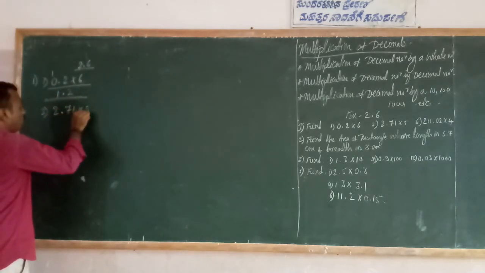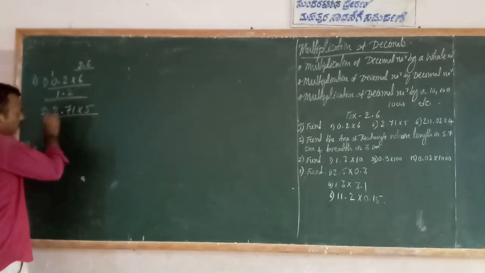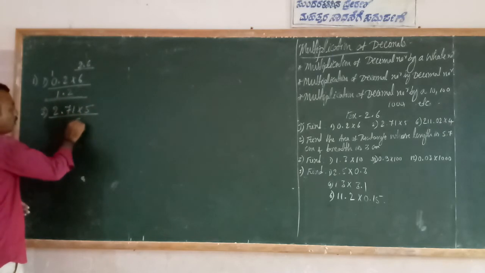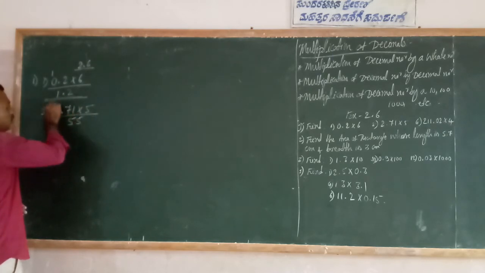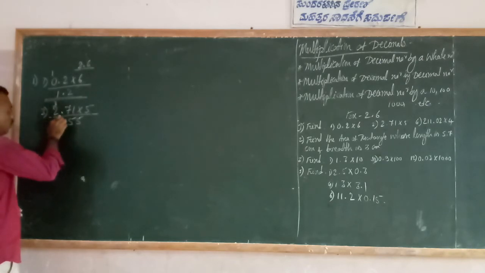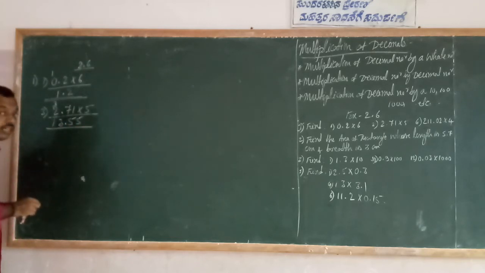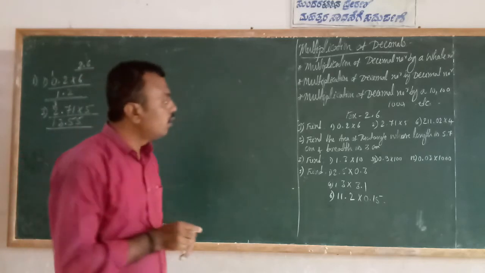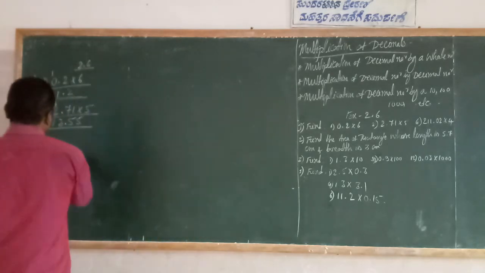Next question, the third one: 2.71 into 5. Same as before, leave the point, then multiply as it is. 5 ones are 5, 5 sevens are 35, 3 carry, 5 twos are 10 plus 3, 13. After how many digits is the point? Two digits. That's why we put the point after two digits from the right side. So the third one is over, and then the sixth one I will take.